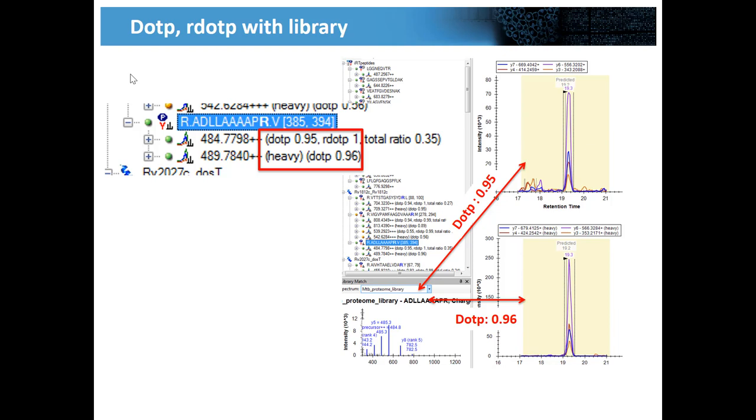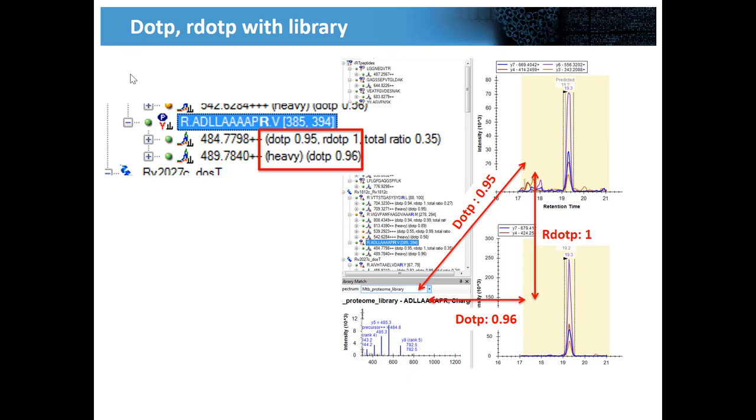But then there is a second dot product within Skyline, and that's what we call the rdotp. It's probably here, you see it. The rdotp value is calculated in the moment when you have a heavy and a light peptide in your sample. And it's the correlation between the intensities of heavy and light. You see it here, rdotp. It's only shown for the light, not for the heavy. It's the same, of course, for heavy and light.